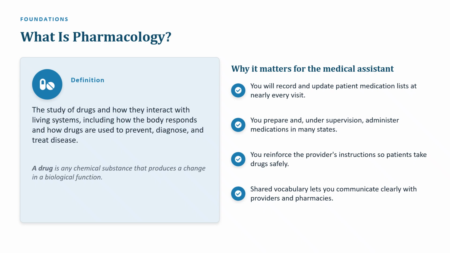Let's start with the word itself. Pharmacology is the study of drugs and how they interact with living systems. That includes how a drug affects the body and, just as importantly, how the body handles the drug. A drug, in the broadest sense, is any chemical substance that produces a change in a biological function. That definition is wide on purpose. It covers prescription medications, over-the-counter products, and even substances like caffeine.